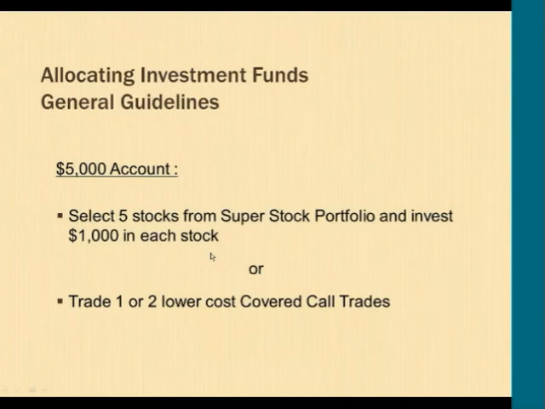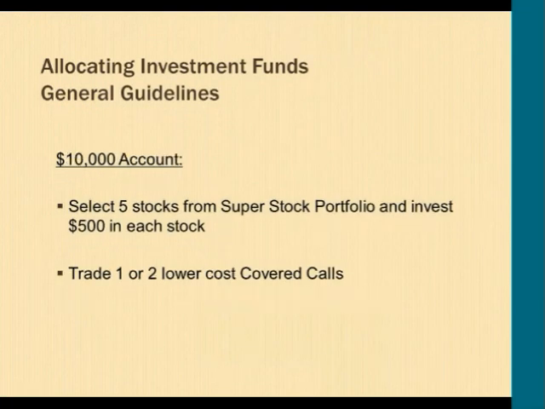Or you could trade 1 or 2 of the lower cost covered call trades. Now, if you had a $10,000 account, you could select 5 of these super stocks and invest $500 in each of those 5 stocks, which would take $2,500. Then you could take the remaining $7,500 and trade 1 or 2 of the lower cost covered calls. So with a $10,000 account, you could do both of these portfolios.